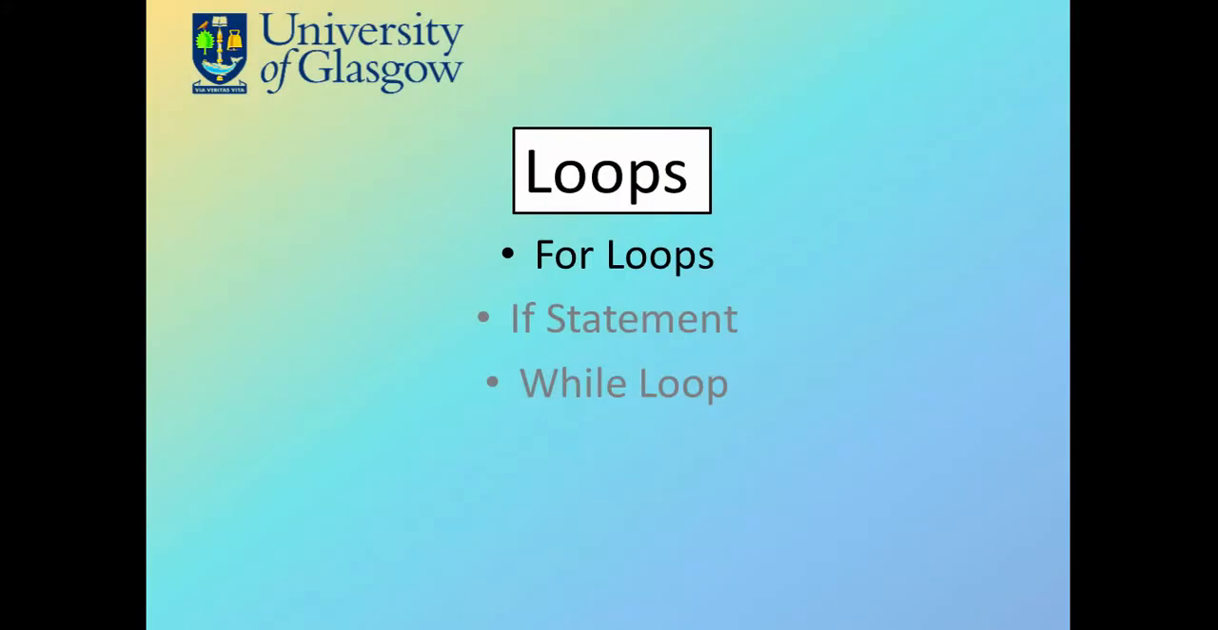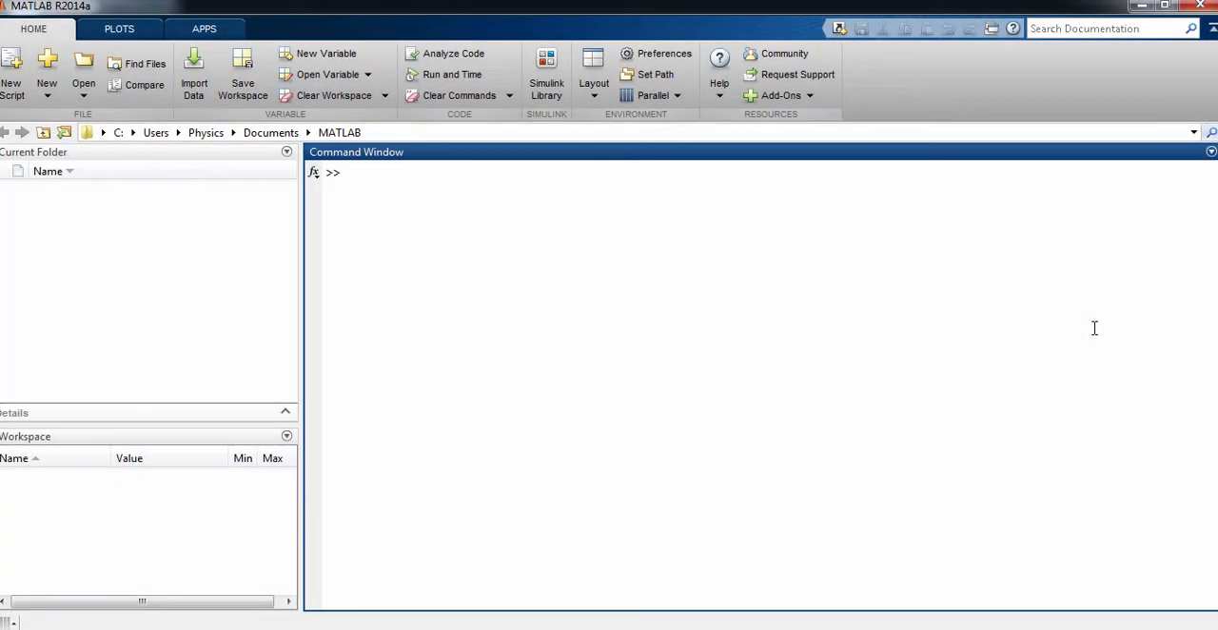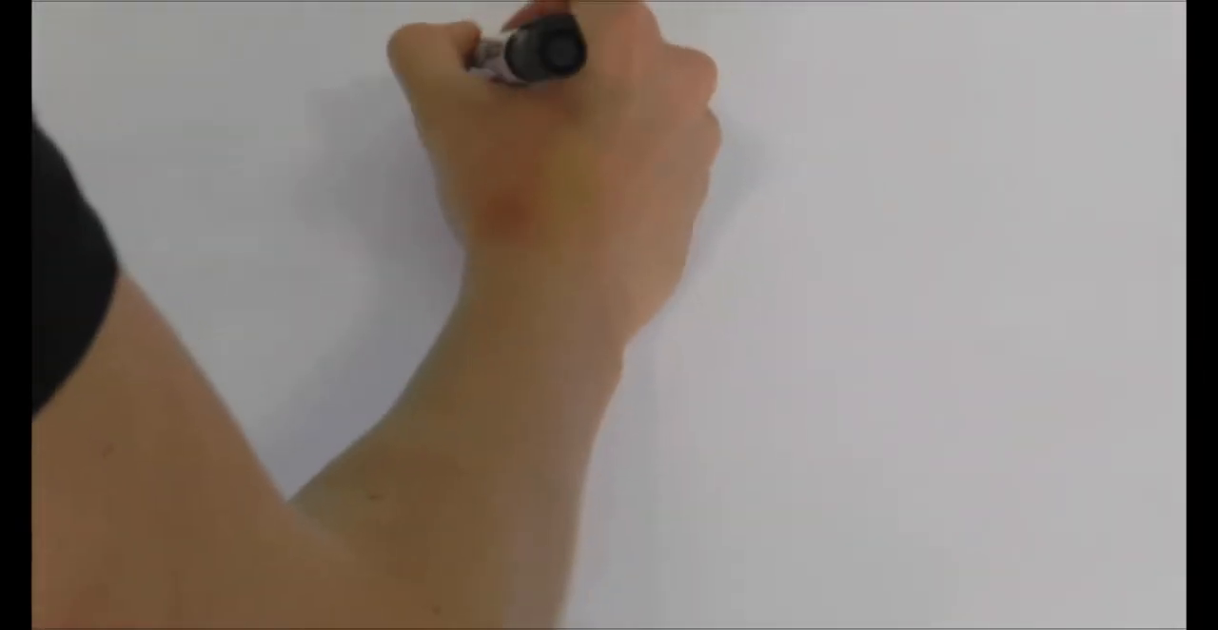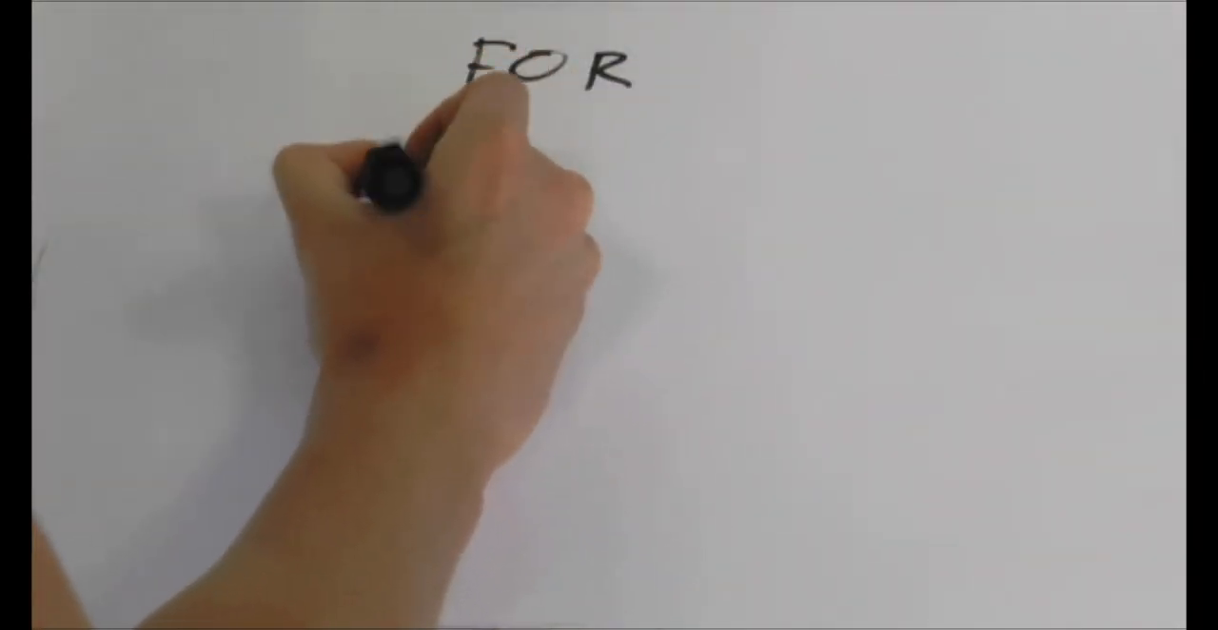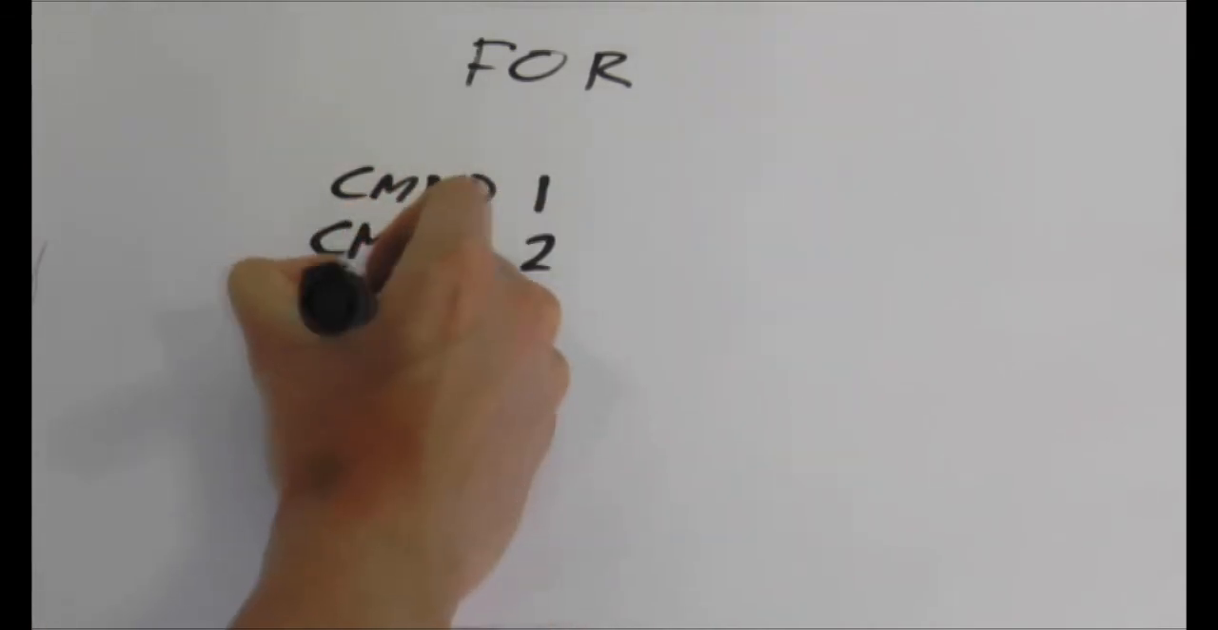In this video we will cover for loops, if statements, and while loops. First we'll explain exactly what a loop is and how it works. The for loop executes a series of commands which repeat themselves. The exact number of repeats is the first thing you specify when writing a for loop.